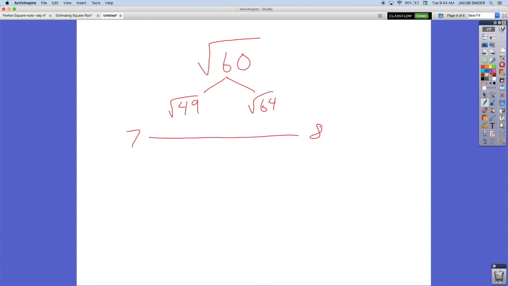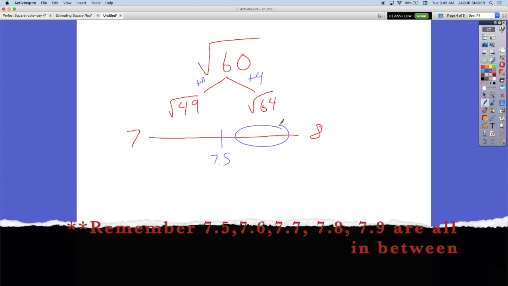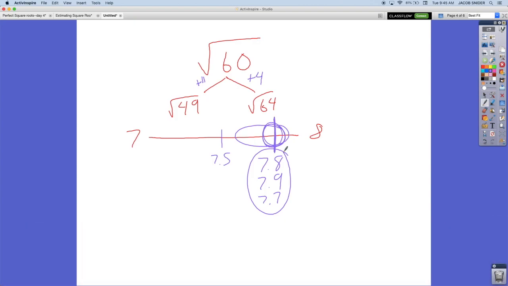Okay. Now as I look at this, 49 to 60 is 11. 60 to 64 is only 4. So I know when I go 7.5 here in the middle, I know it's going to be somewhere in this area because it's closer to 64. Okay? Actually, I like it here a little bit more than where I first drew it. So let's say that is, you could say, 7.8. You could say 7.9, 7.7. Any of those would be good estimates. Okay, maybe like 7.8 a little bit more because it's not right next to 64, but it's close to it. Okay?